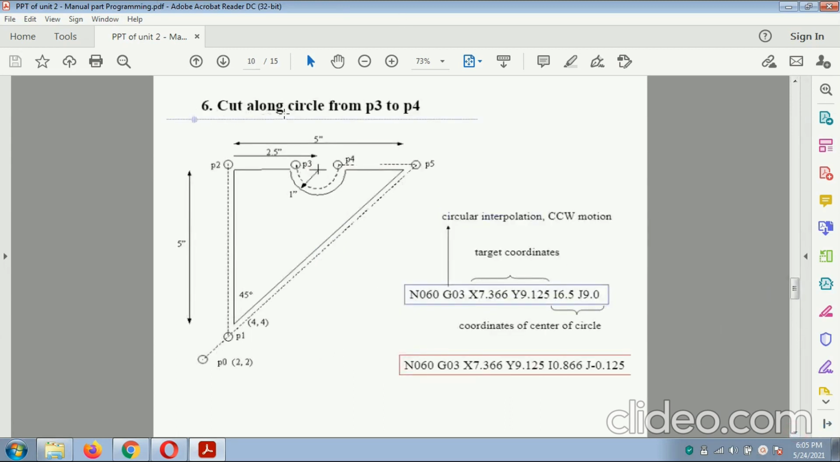The sixth position is cutting along the circle from P3 to P4. So N060 G03 is a circular interpolation with clockwise motion. The target X position is 7.36, Y is 9.125, I is 6.5 because it gives the center position, and J is 9.